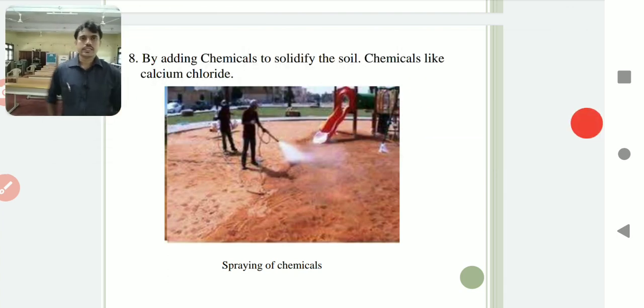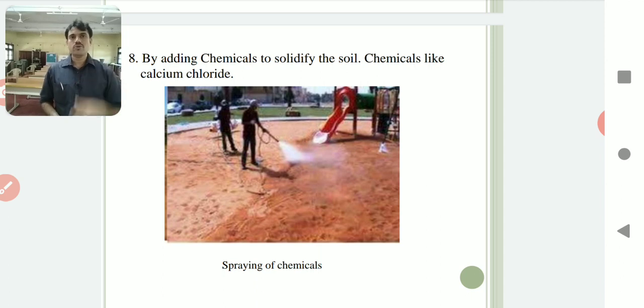Right. So there you can observe they are spraying some chemicals. What they are doing is just spraying on the soil, so it alters the properties of soil. It gets bound to each other, the particles are bound together. Again it improves the safe bearing capacity of the soil.